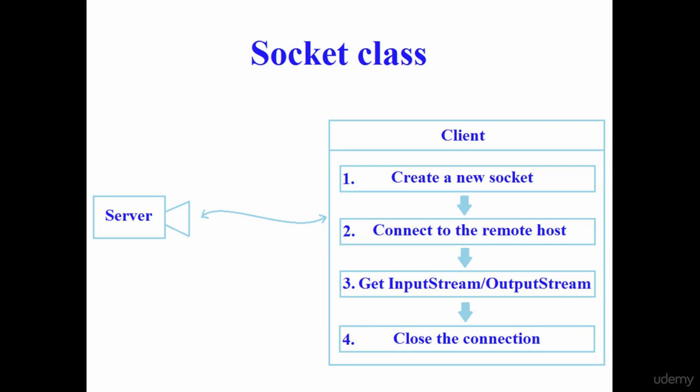Java programs normally use client sockets in the following fashion. The program creates a new socket object with a constructor. The socket attempts to connect to the remote host. Once the connection is established, the local and remote hosts get input and output streams from the socket and use those streams to send data to each other. This connection is full duplex. Both hosts can send and receive data simultaneously.